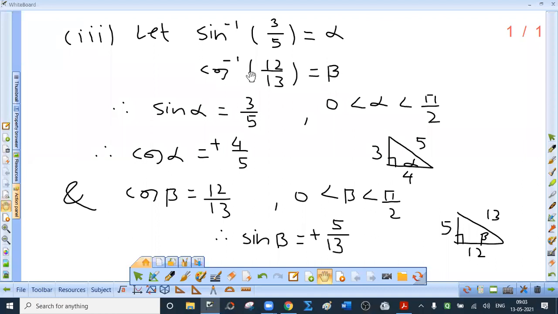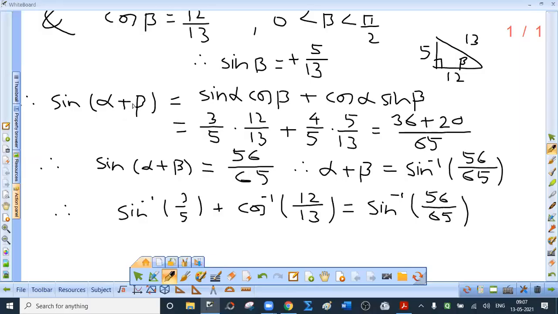Now, cos beta is 12 by 13 because I have put cos inverse 12 by 13 equal to beta. For cos inverse, the range is 0 to pi, but cos beta is positive. So beta has to lie in the first quadrant, because in the second quadrant cos beta is negative. Here it is positive. Again construct the triangle. Cos is 12 by 13, so adjacent upon hypotenuse. That gives me opposite as 5. In the first quadrant, the sine ratio is positive. So sine beta is what? It is opposite upon hypotenuse. So we have obtained cos alpha and sine beta.